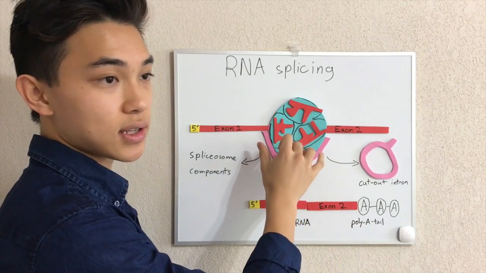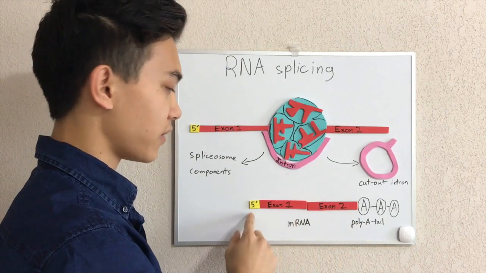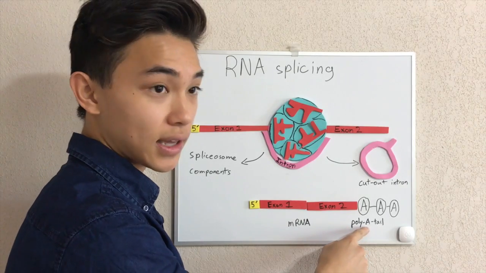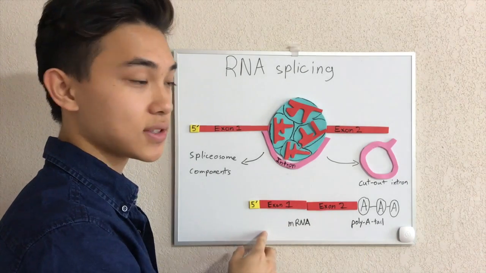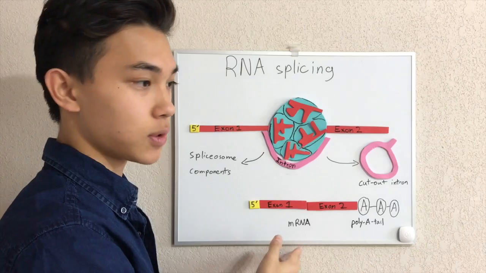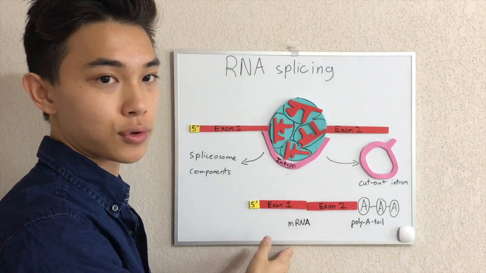As for the remaining 2 exons, they will be spliced together by proteins, with a 5' cap in addition to a poly A tail. This structure of the finalized mRNA will allow it to be stable as well as leave the nucleus through the nuclear pores.